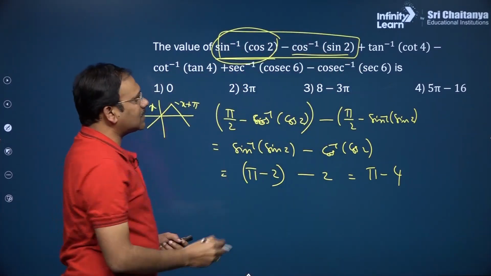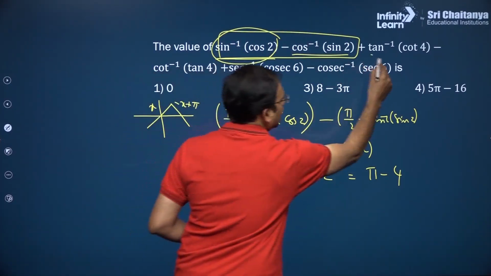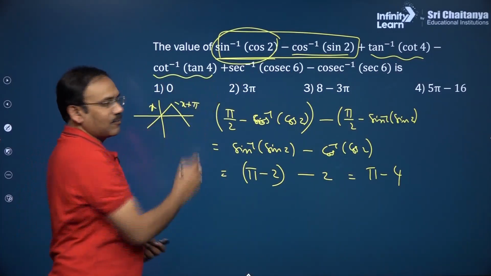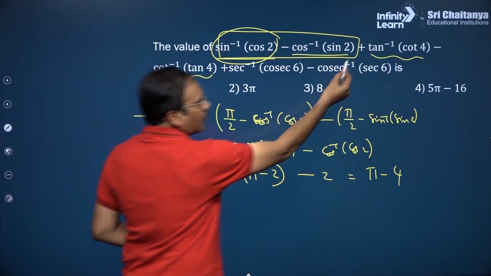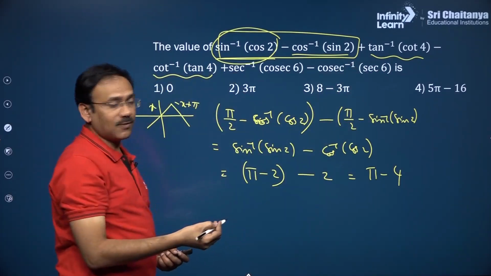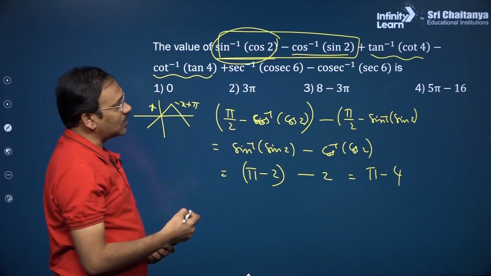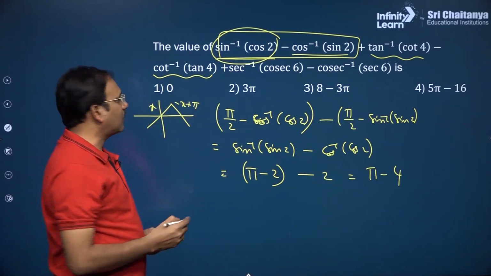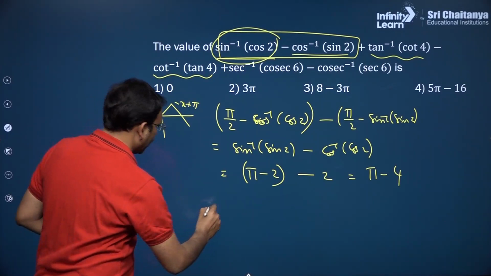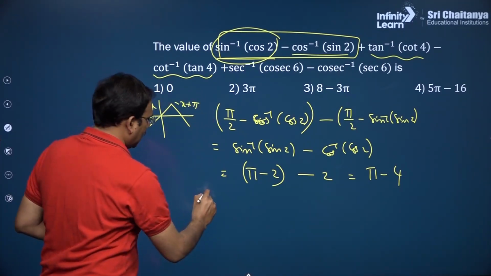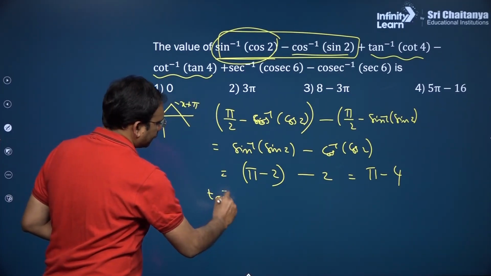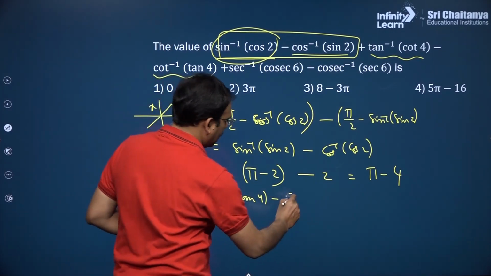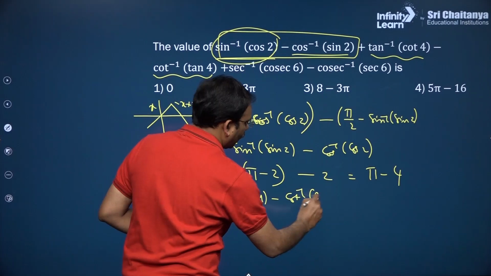In the same way, if you consider the second part, tan inverse of cot 4 minus cot inverse of tan 4, you can write it as pi by 2 minus cot inverse of cot 4 minus of pi by 2 minus tan inverse of tan 4, you will get finally this part, tan inverse of tan 4 minus, you can say, cot inverse of cot 4, my dear friends.